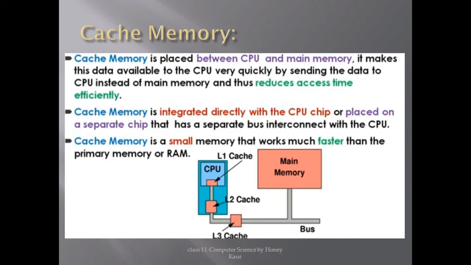So it is a clipboard where we keep the data for some time, for example cut and paste, so that the data can be frequently pasted out. Cache memory is integrated directly with the CPU chip. जैसे हमने बताया कि CPU और मेन मेमोरी के बीच में होती है कैश मेमोरी, so it is directly related with the CPU chip or placed on a separate chip that has a separate bus interconnect with the CPU.